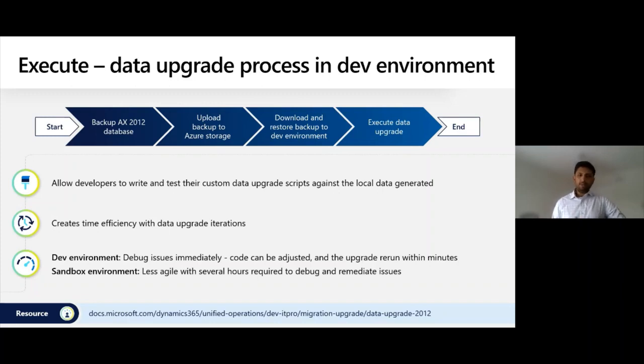So what are the steps that we have to go through to do the data upgrade in the dev environment? Number one is to back up your AX 2012 database and then upload it to the Azure storage, because the dev environment for D365 resides on a cloud hosted environment. You will have to move your database from your on-prem to the cloud-based environment. So for that, you will have to back up and restore the database into the Azure storage. Once you have the database in the Azure storage, you will download it into the dev environment and then execute the data upgrade steps. Let's look into the steps in detail.